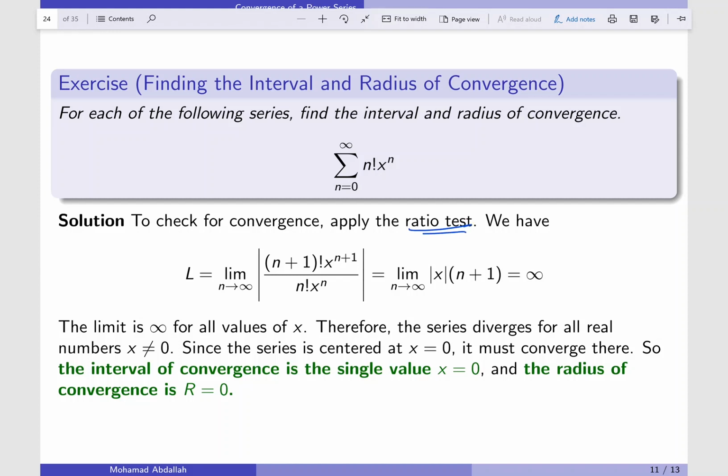Remember, in the ratio test, if the limit is less than 1, converges, absolutely convergent. Bigger than 1, divergent. So certainly this is bigger than 1. The only problem is when it's equal to 1. That's when the test is inconclusive.